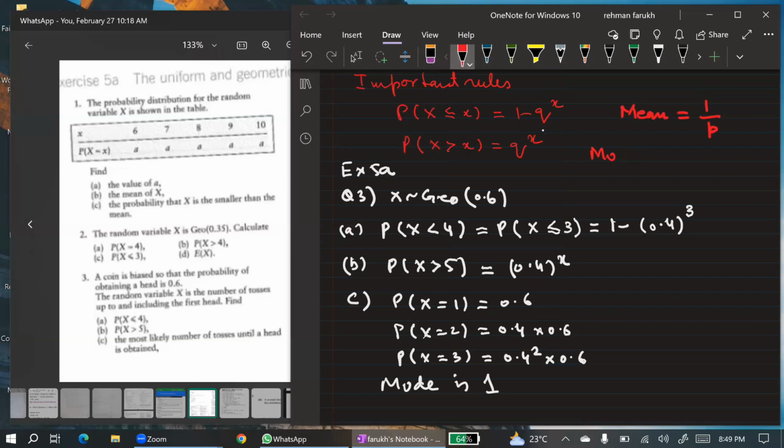What is written in the mean is equal to 1/p? Son, this is the formula for the mean. Just like the binomial distribution, we have a formula for the mean and the variance. That is, the mean is np and the variance is npq. In the geometric distribution, the mean is 1 over p. Salman, any problem? No sir.